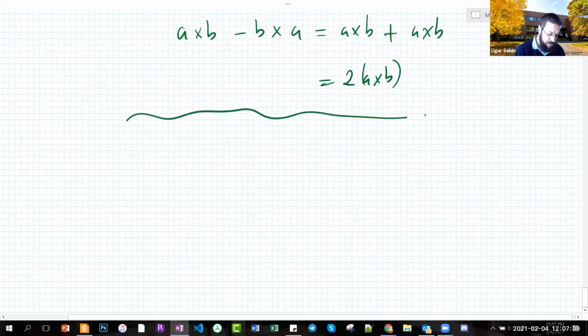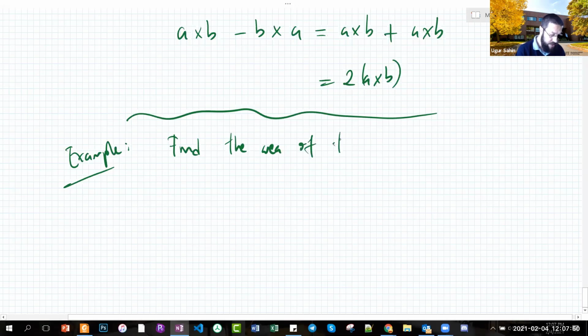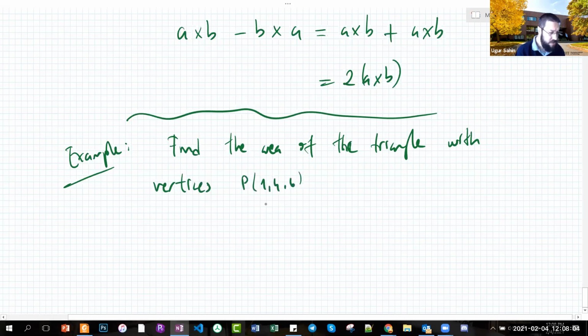Another example. Find the area of the triangle with vertices P(1, 4, 6), Q(-2, 5, -1), and R(1, -1, 1).